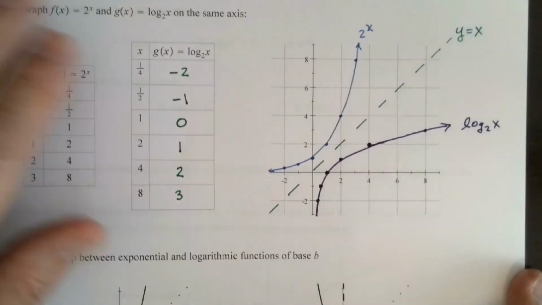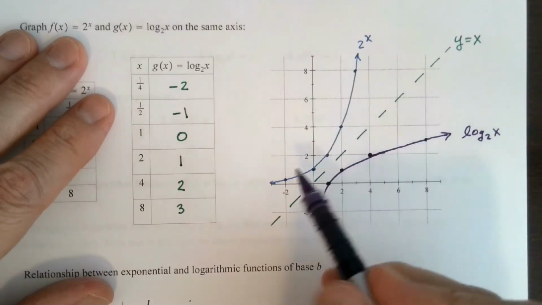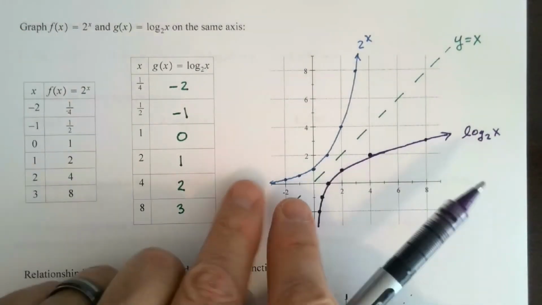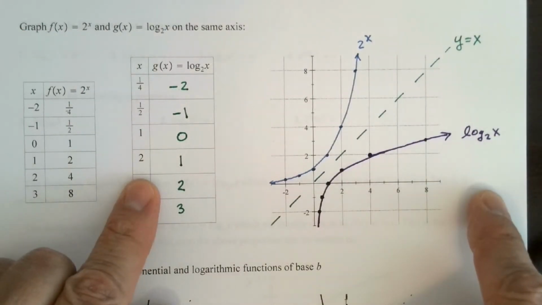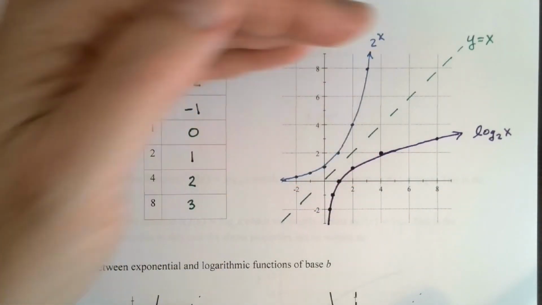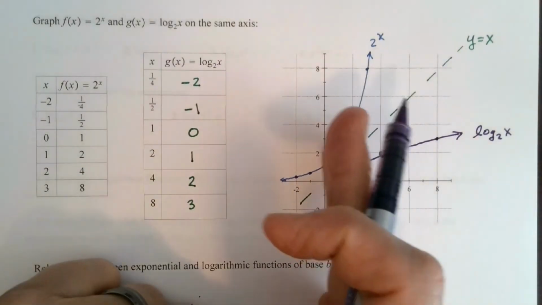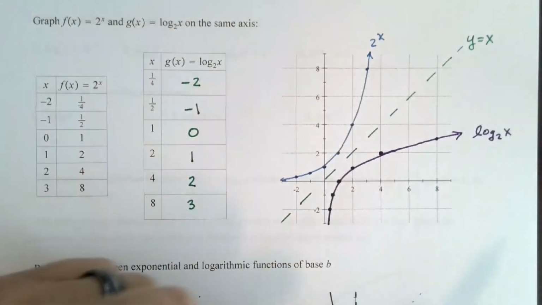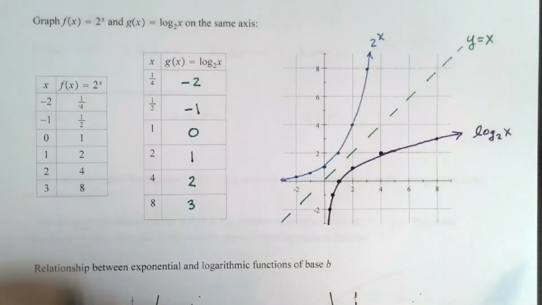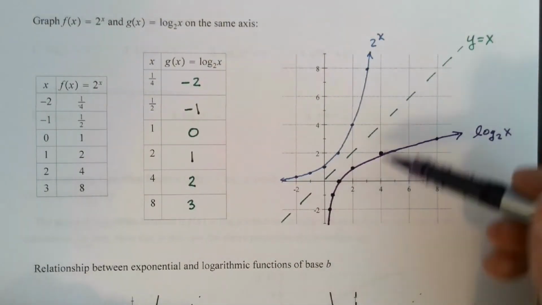Also notice the facts that we talked about. The domain of the blue exponential function is all real numbers. I can plug any value of x in. And the range is everything greater than 0. But for the logarithmic function, the opposite is true in a sense. The domain is everything greater than 0, which is the same as the range of our exponential function. But the range of the logarithmic function is all real numbers.